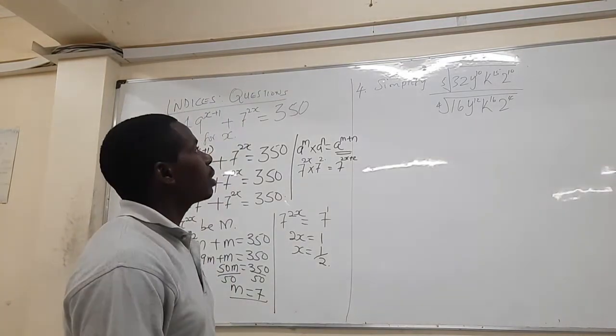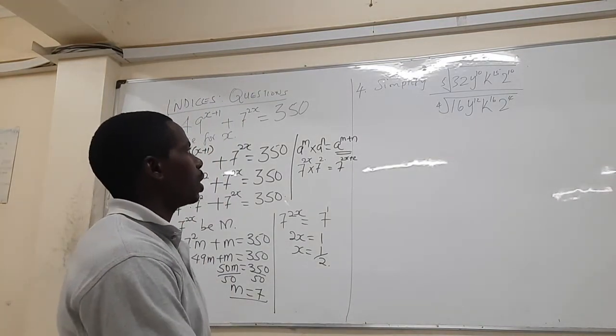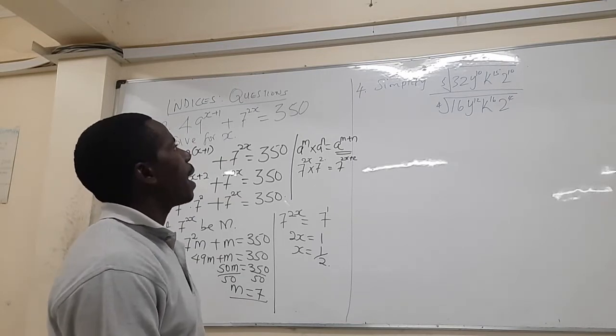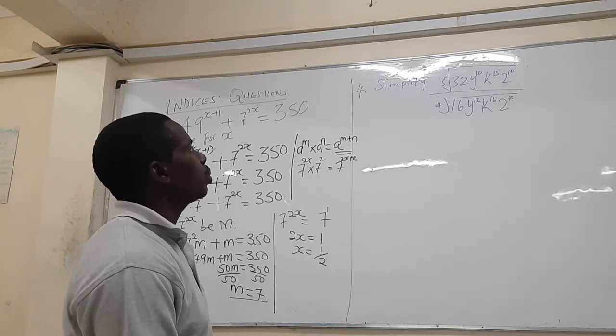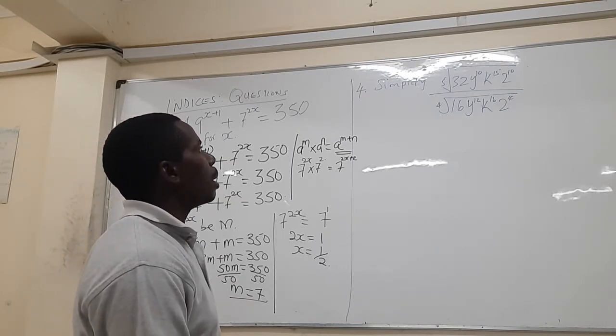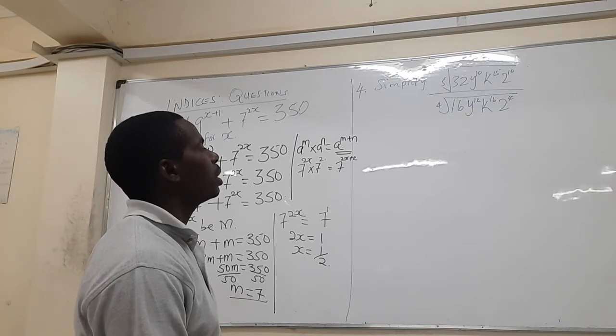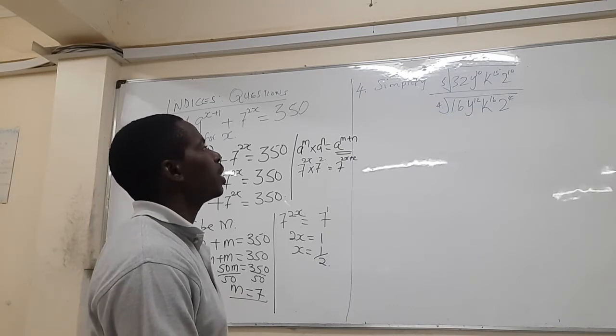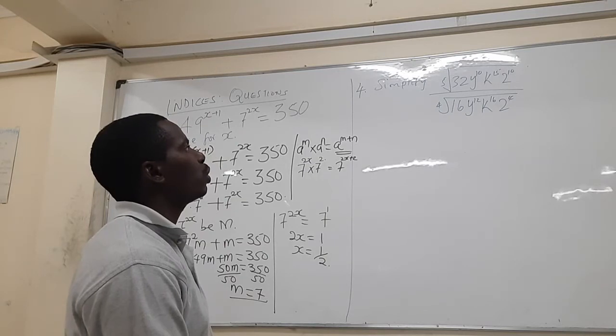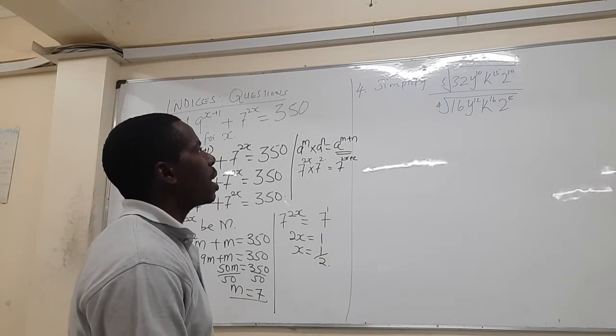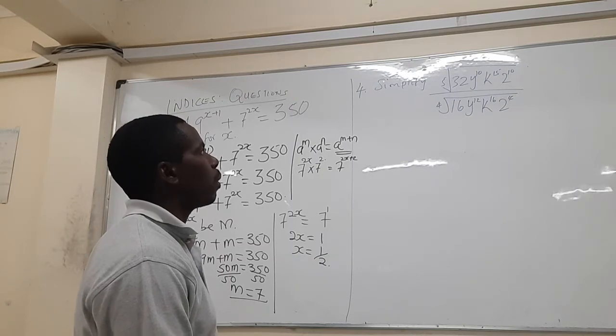Good. Let's look at question number 4. We have to simplify the fifth root of 32 y power 10 k power 15 and 2 power 10, divided by the fourth root of 16 y power 12 k power 16 and then 2 power 4.